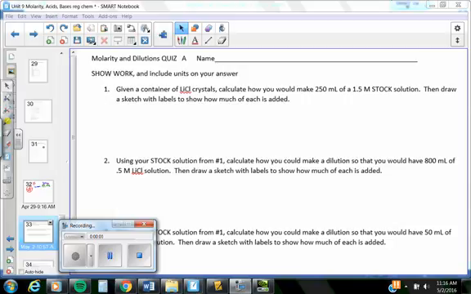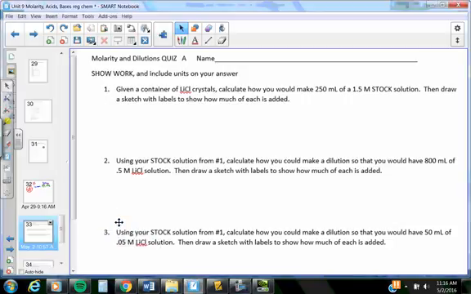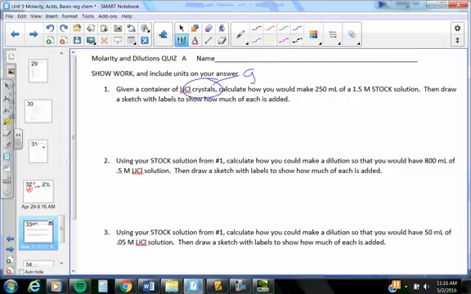Our mission on this quiz was to figure out how to make 3 solutions. One of them was going to be made from crystals. That means that it's going to be in grams. The other 2 were going to be made by using solutions. That means they are something called a dilution. The first one was a crystal one.